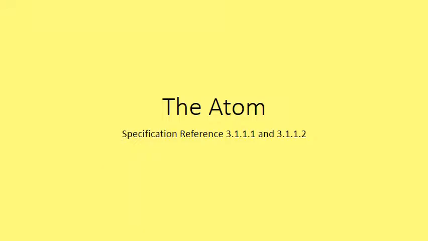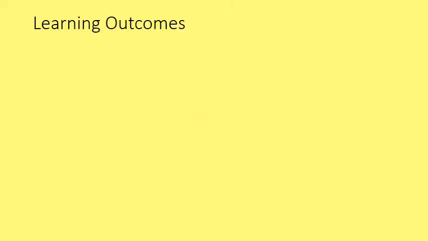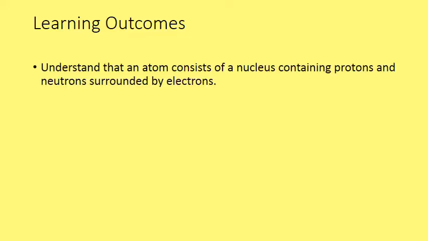Okay, here we have a lesson on the atom, which is really revision from GCSE levels, but it forms the fundamentals of all the rest of chemistry. So we're going to make sure that you haven't forgotten it and you can use it in the remaining lessons. So let's start off with checking the learning outcomes for this lesson.